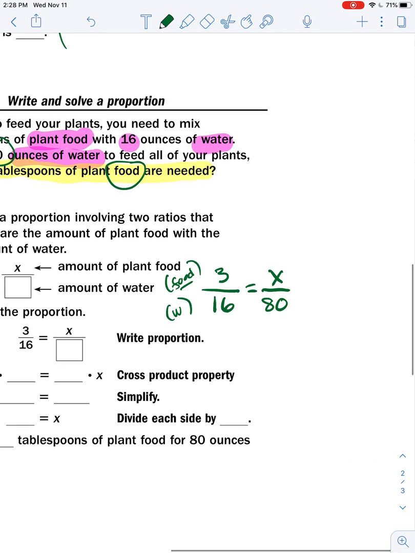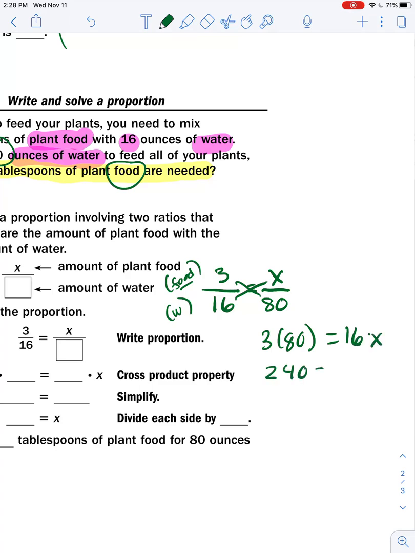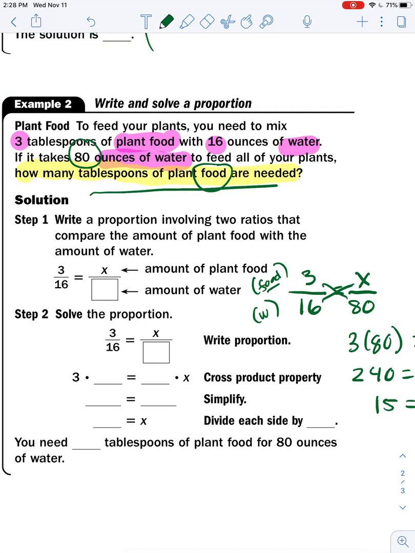So now I have a proportion to solve and I can solve it using cross products. So I can take 3 times 80, set it equal to 16 times x. 3 times 80 will give me 240. And then when I do 240 divided by 16, I get x equals 15.